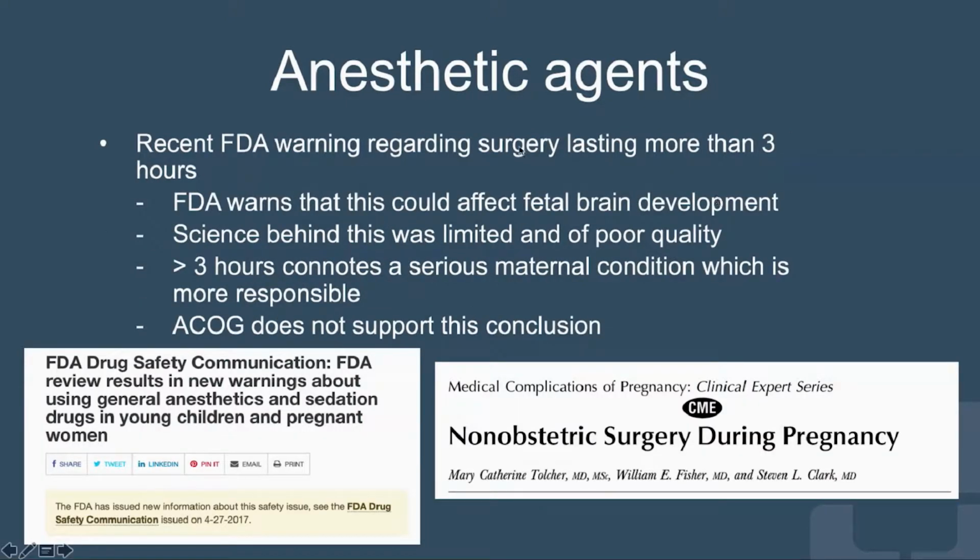Recently, an FDA warning came out suggesting surgery lasting more than 3 hours can be risky to the fetus, can affect fetal brain development. The science behind this was limited and really of poor quality. And really the fact that we're operating for greater than 3 hours connotes a serious maternal condition, which is probably more responsible for this. Based on this, the American College of OBGYN does not support this conclusion and recommends that if a surgery needs to be done, even if it's longer than 3 hours, it likely confers a greater benefit than a greater harm to the fetus.